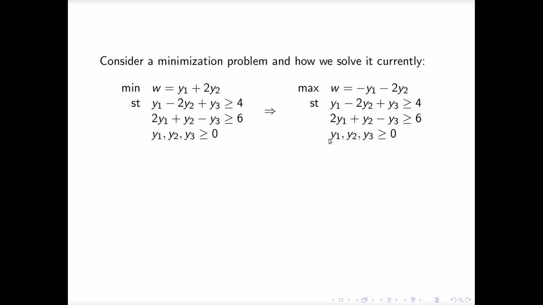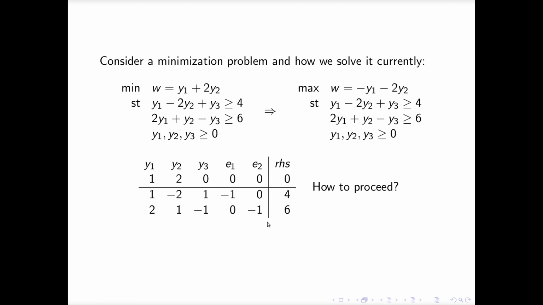So just as an example, how we normally would solve it, we would convert this min into a max by negating the W. Then we would go ahead and plug it into our tableau. And now we were stuck here, right? Because for one thing, row 0 is all positive. And then we don't have columns of the identity, which is a problem because simplex method requires a basic feasible solution to start. And so how should we proceed?